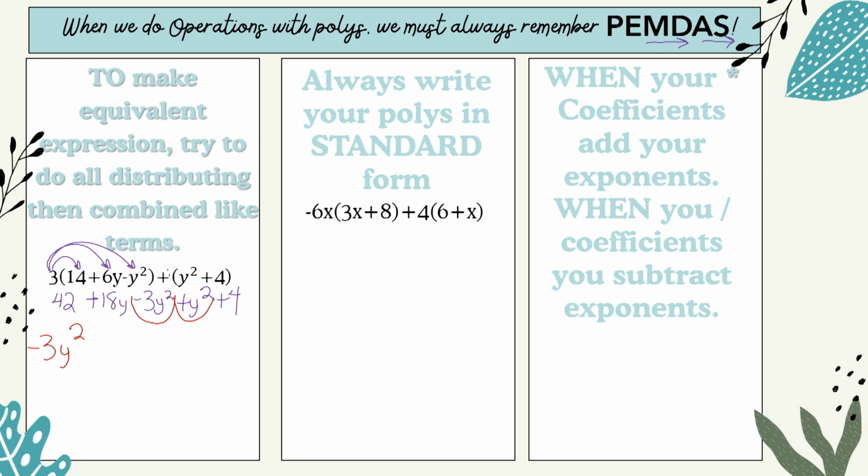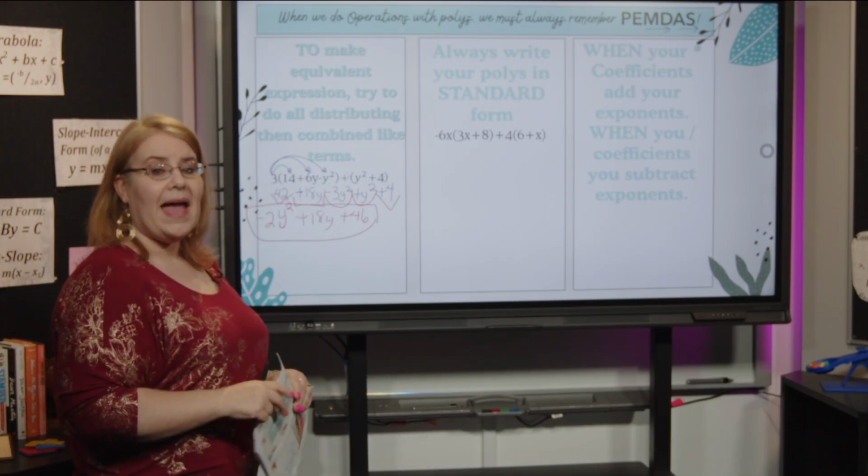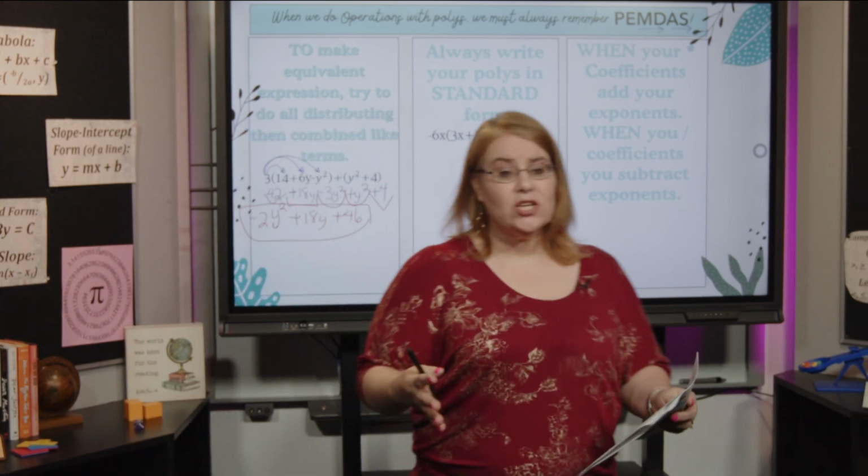Killen, I do what? All right, so since I have 2 that have a y squared, I have -3 plus 1, which would give me a -2y squared. Good catch. I only have one term that has just a y, so I'm going to bring it down. But I have 2 constants. So 42 plus 4 is going to give me a 46. This is my equivalent expression to my original problem. I have distributed, and then I put all of my like terms together.